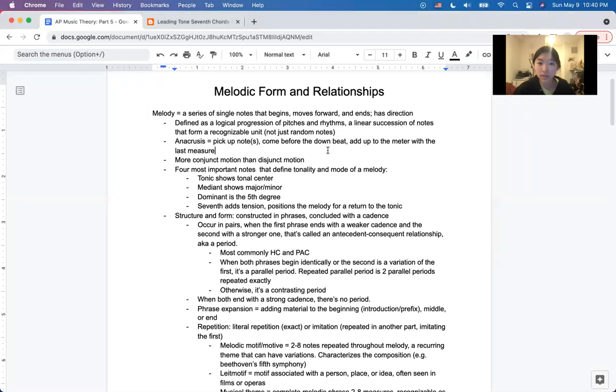An anacrusis is just the pickup note or notes that come before the downbeat, and it adds up with the last measure to form the amount of beats in one measure.